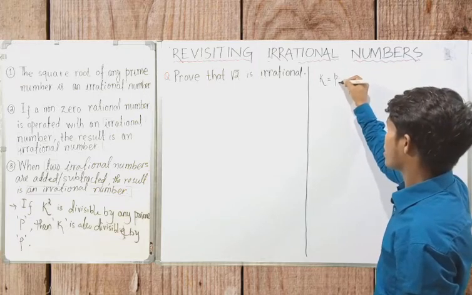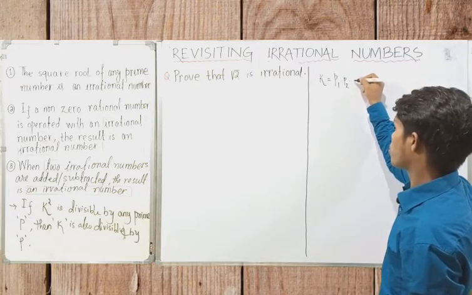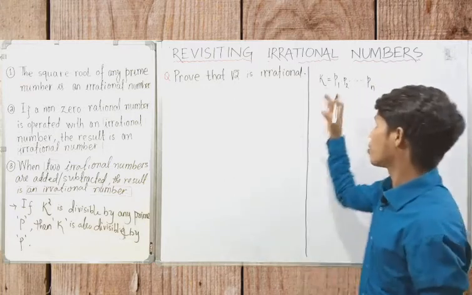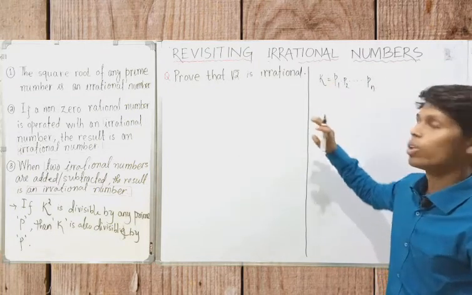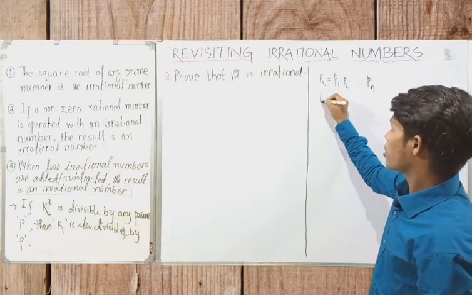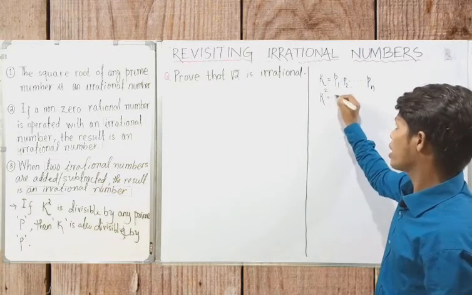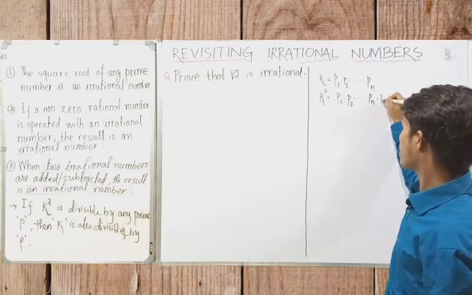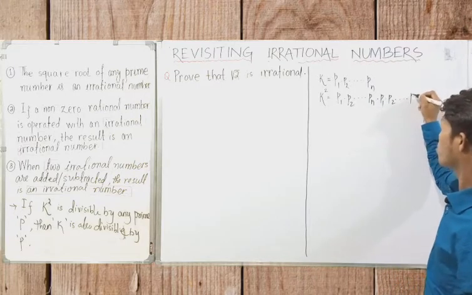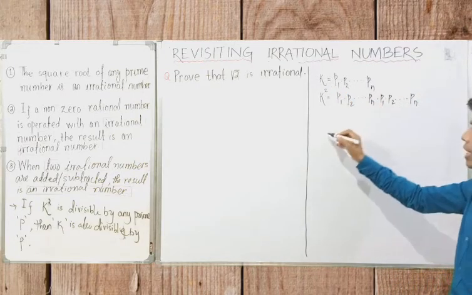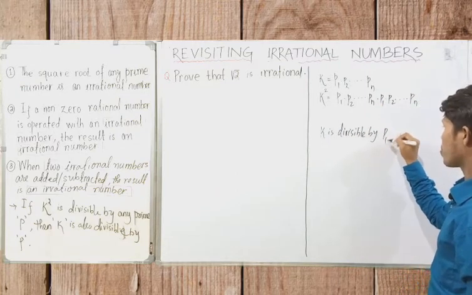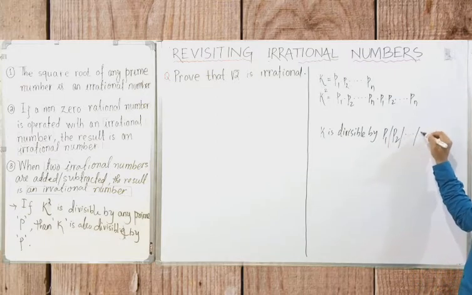So let k be written as p1 multiplied by p2 and so on up to pn. Say there are n prime factors of k and we multiplied those to get k. Next, if we find its square, that is k square, then we have to multiply this twice: p1 p2 up to pn, again multiplied by p1 p2 up to pn. So here we got that k is divisible by any of the prime numbers, that is p1 or p2 or p3, or any prime number up to pn.